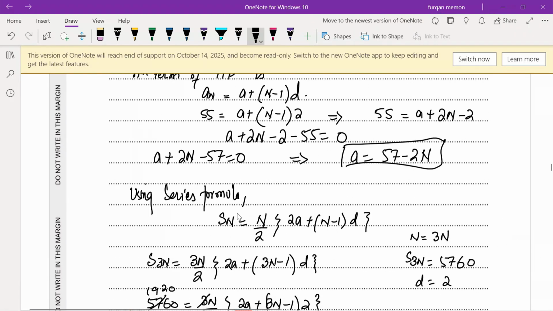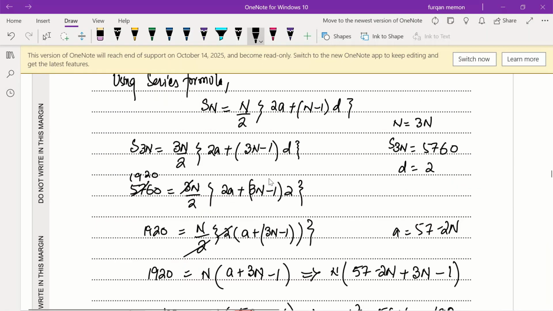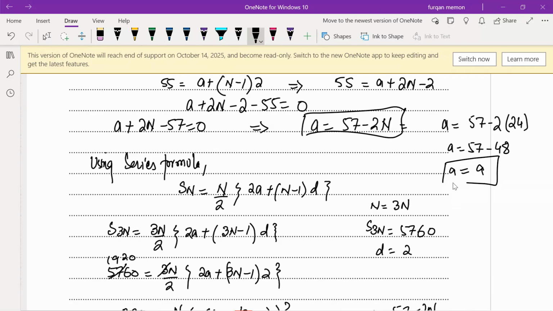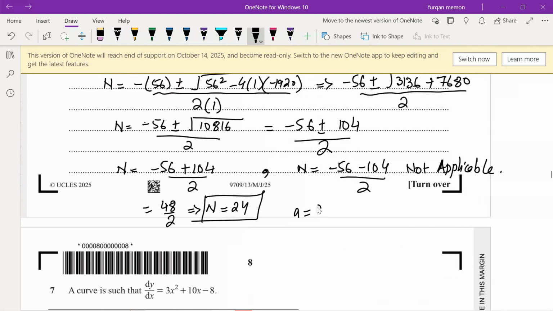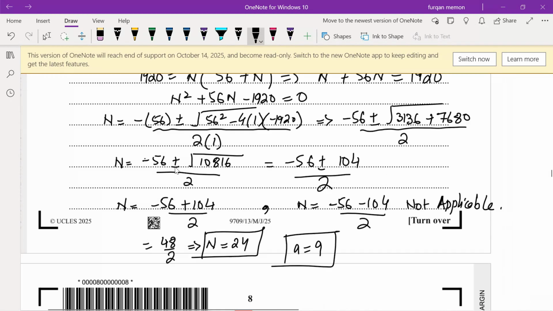We have calculated n, and we need to find the value of a. So we plug this value of n into this equation. We have a equals 57 minus 2 times 24, and a equals 57 minus 48, which equals 9. So a is equal to 9 and capital N is equal to 24. These are the two required values which we have calculated. Now let's move to question number 7.